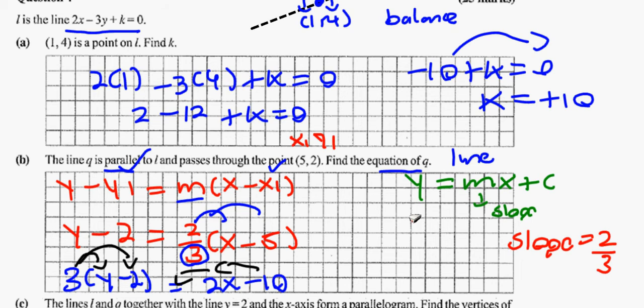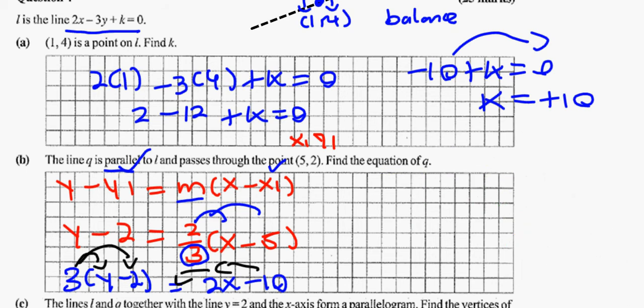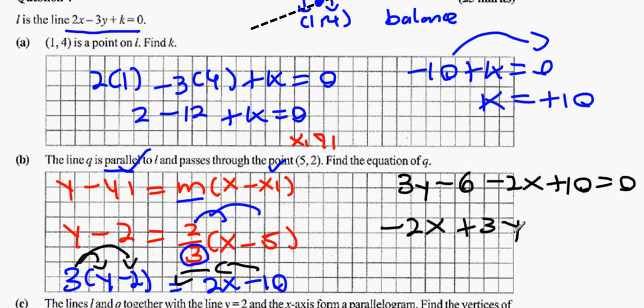So what we should get here is 3y minus 6 minus 2x plus 10 equals 0. Then we get minus 2x plus 3y plus 4 equals 0. Another way of presenting this answer would be to multiply across by minus 1, which is the same thing, and this is also the same answer.